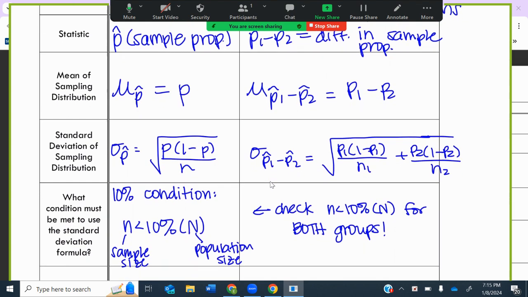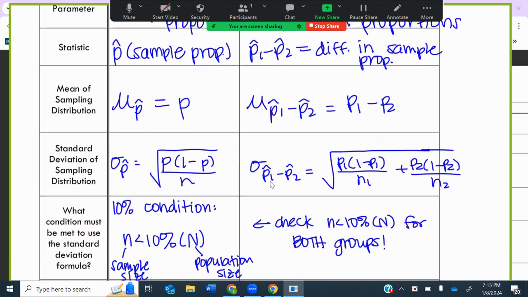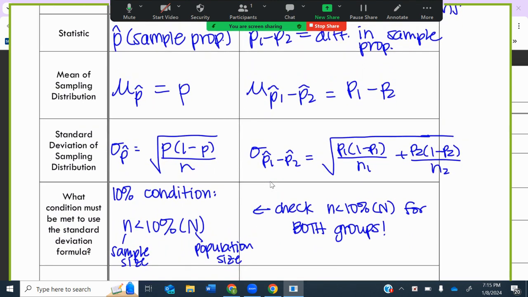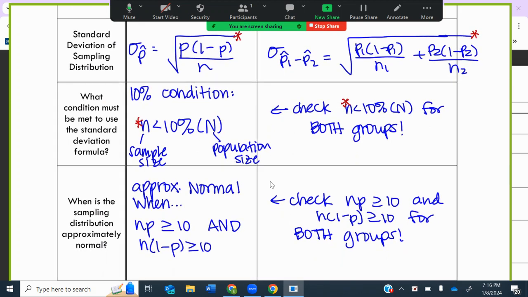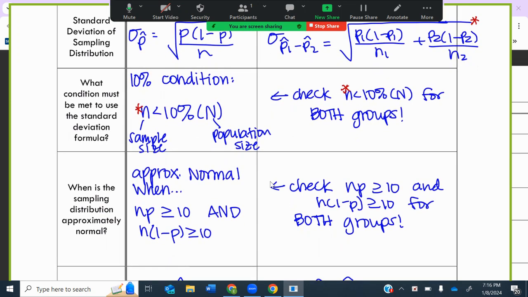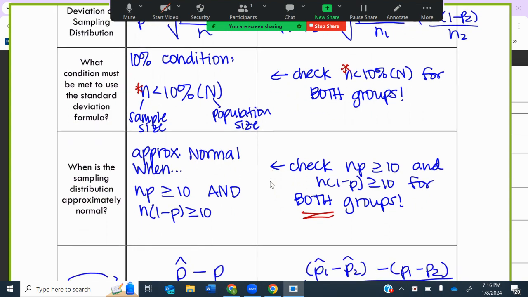Don't forget, every time you calculate standard deviation, you check that 10% condition for however many samples there happen to be. And then for the normal condition on a proportion problem, the rule is n times p and n times 1 minus p should both be at least 10. If you have two samples, you'll check that for both groups.